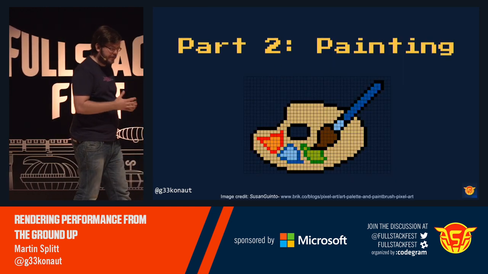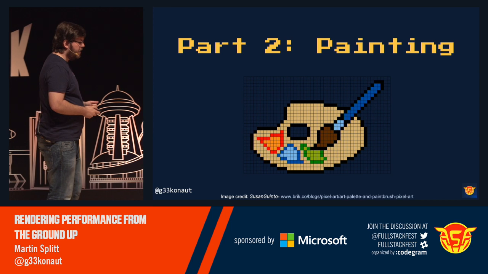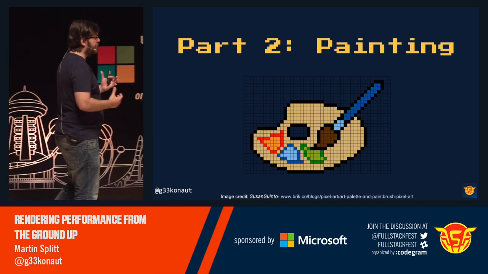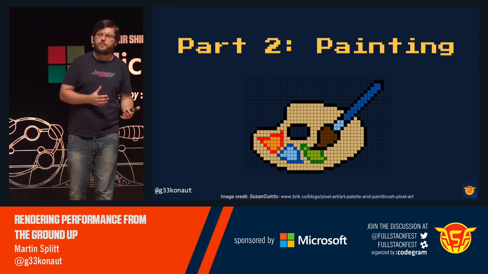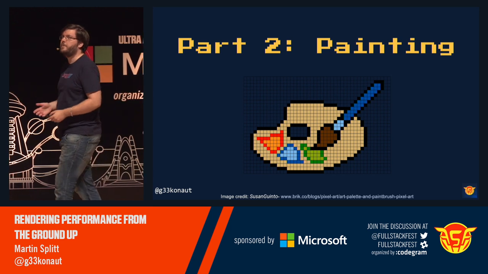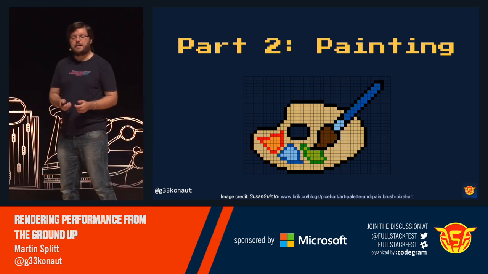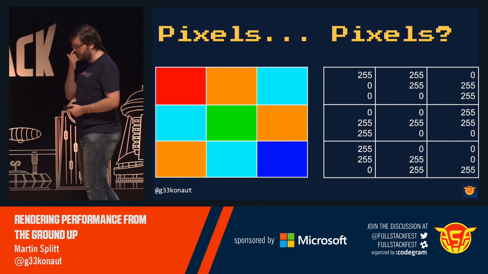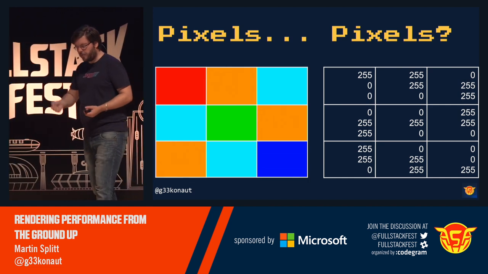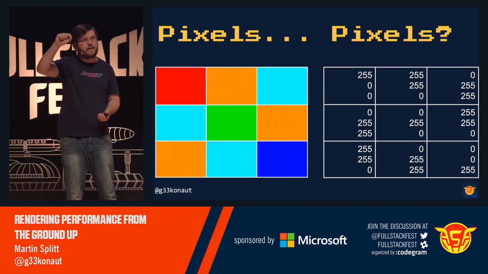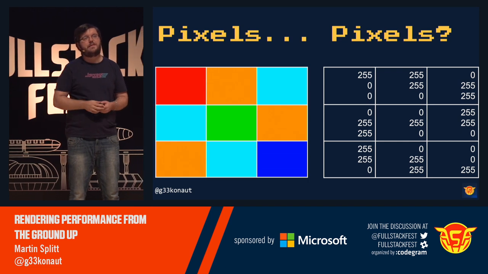So we have to paint things as well. Painting is one of two steps of getting something visual on screen. There's another step called compositing that we're going to look at in a bit. But basically, when we paint, we have to think about what that means. I'm not sitting in front of my computer coloring in the little dots myself.